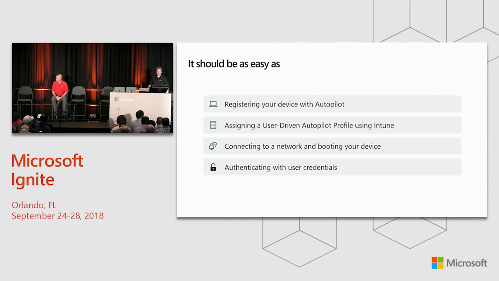So the basic steps are what we've already been through. We need to register the device. We assign a user-driven autopilot profile. We then boot the device, connect it to a network, and put in the AAD credentials to authenticate and join.